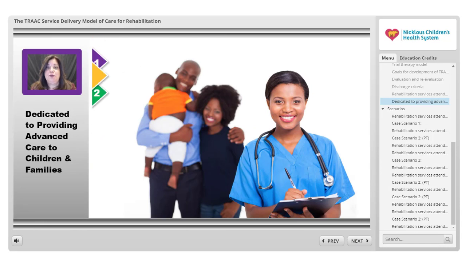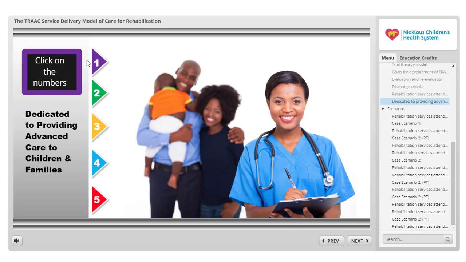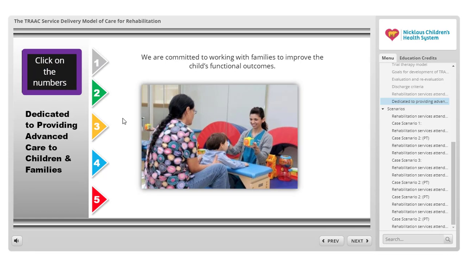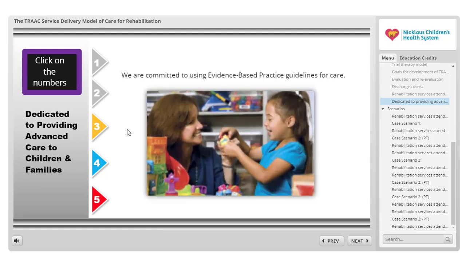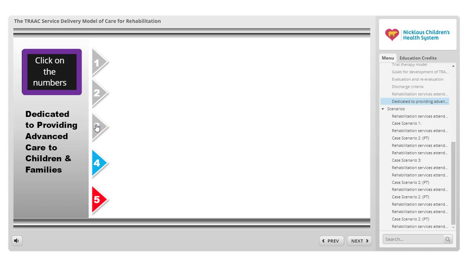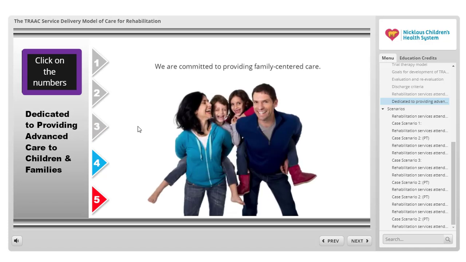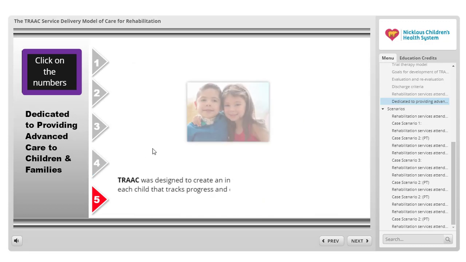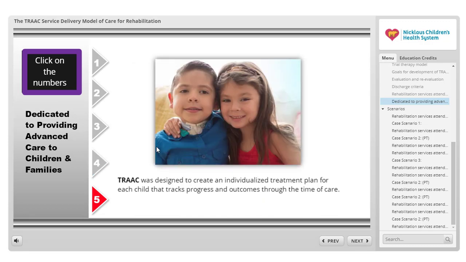We are dedicated to providing advanced care for children and their families. But how do we achieve this? We are committed to working with families to improve the child's functional outcomes. We are committed to using evidence-based practice guidelines for care. We are committed to providing family-centered care. TRACC was designed to create an individualized treatment plan for each child that tracks progress and outcomes through the time of care.